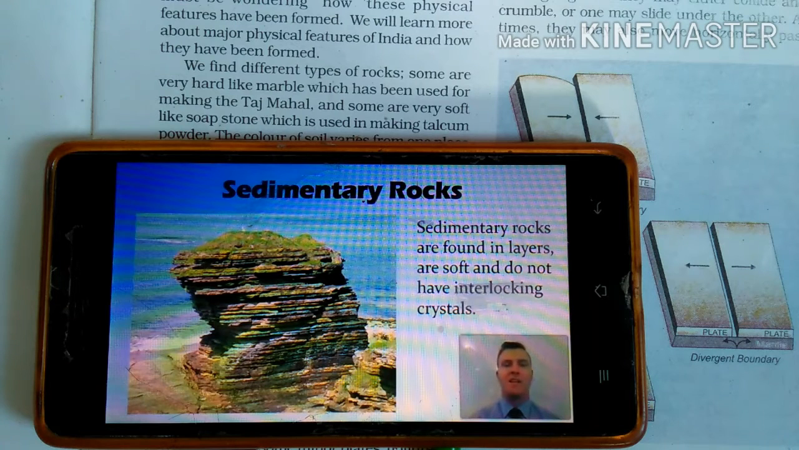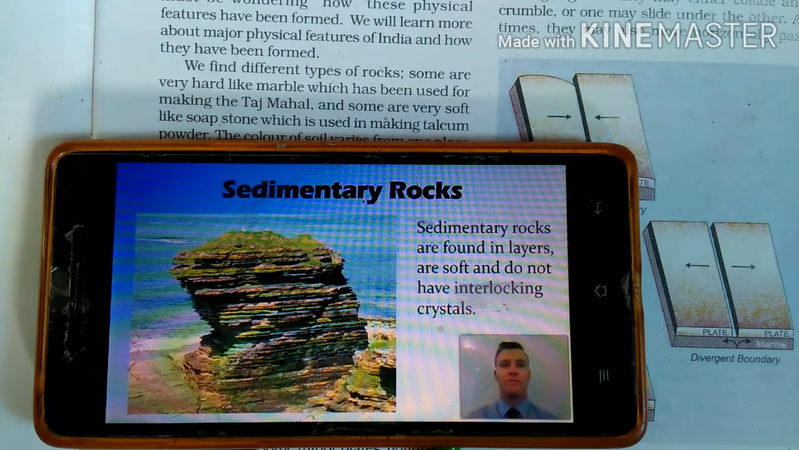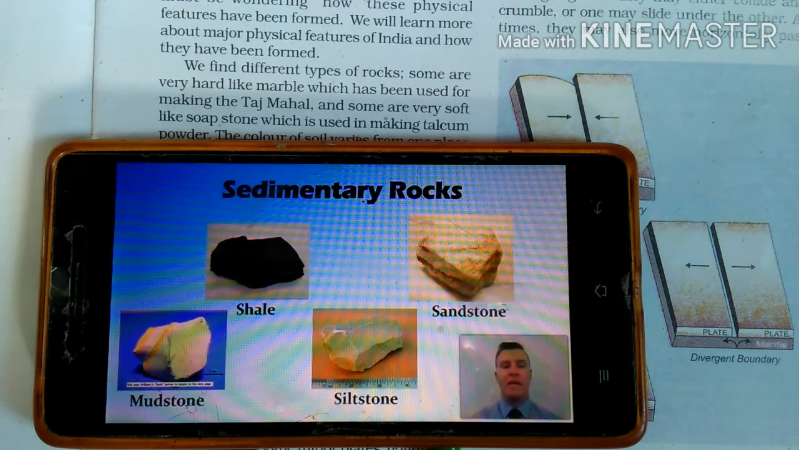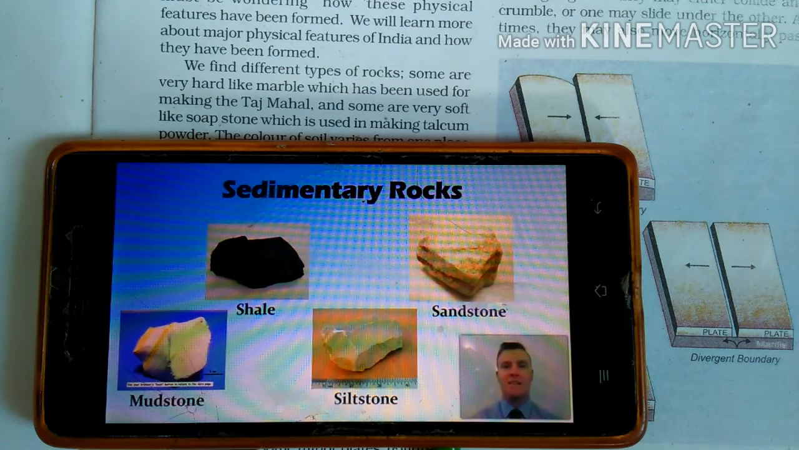They're soft, so they can generally break apart in your hand, and they don't have interlocking crystals. The reason for this is the crystals were not formed within the rock. They were formed in the previous rocks that were then weathered, and those sediments formed this sedimentary rock. So those crystals were formed a long time ago, before the rock. Some examples of sedimentary rocks include mudstone, shale, siltstone, and sandstone.